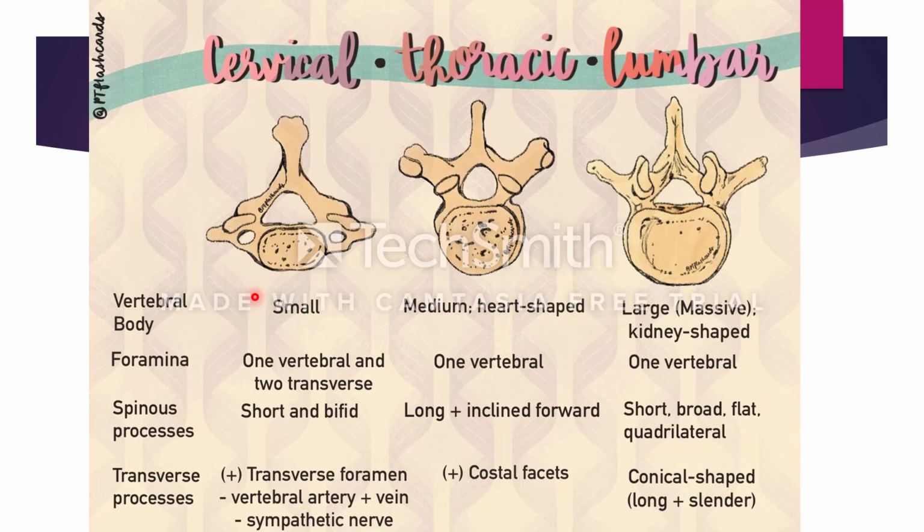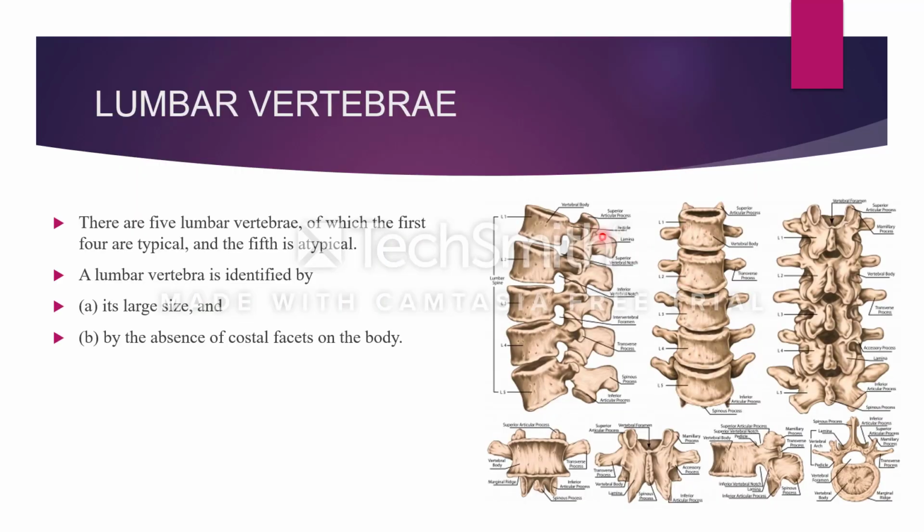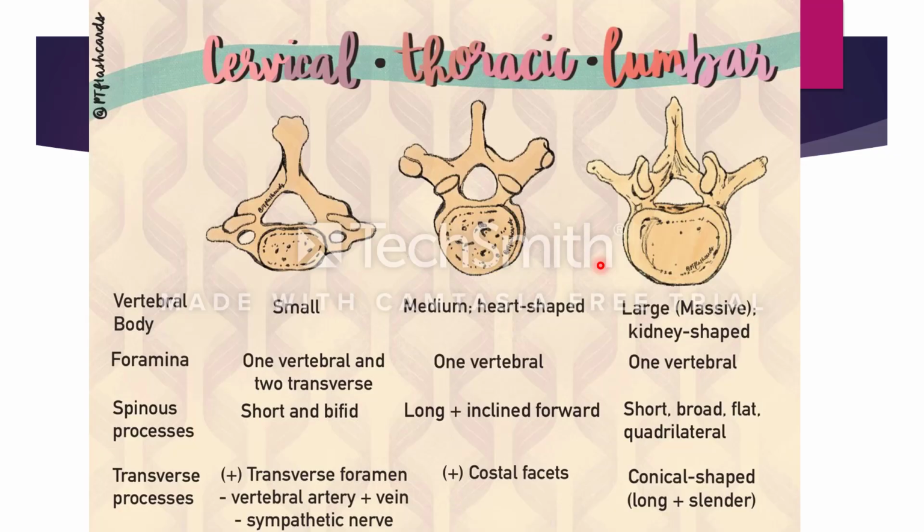Now we will discuss the spinous process. See here, this is the spine. This is a very short and bifid spine, that is, there are 2 branches of the spine in the cervical vertebra. In the thoracic vertebra, the spine is long and it is inclined forward. And in the lumbar vertebra, again, the spine is short, but here it is broad, flat and quadrilateral. If you see here in this diagram, you can see that the spine is quadrilateral, that is, there are 4 angles, or 4 corners, in the spine of the lumbar vertebra.